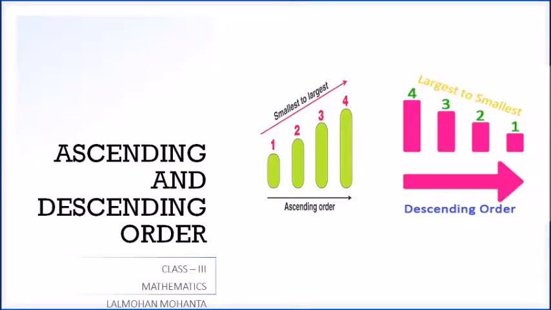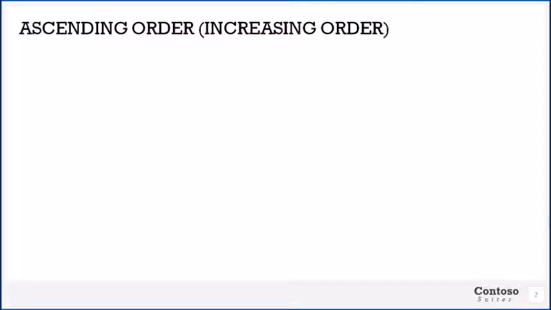Okay, so let's start with ascending order. Ascending order is simply known as increasing order. In ascending order, we arrange the numbers from smaller to larger. First we put the smallest number, then a larger number, then a larger one still, and at last we put the largest number among the given numbers.